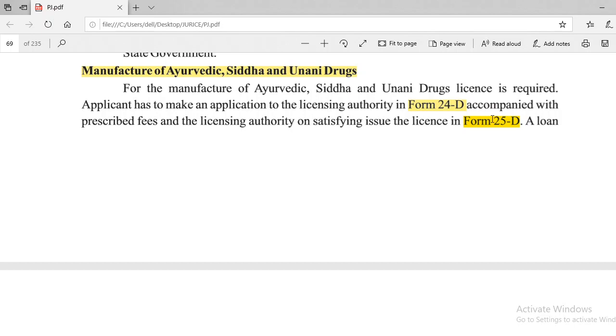I have already provided you in the WhatsApp group the Drug and Cosmetic Act. In that you can see the types of various forms. So form is nothing but a format. So in that format they have mentioned, in form 24D, how to make an application, and in form 25D they have mentioned how the licensing authority will provide a license. So this is about the manufacturing of Ayurveda.